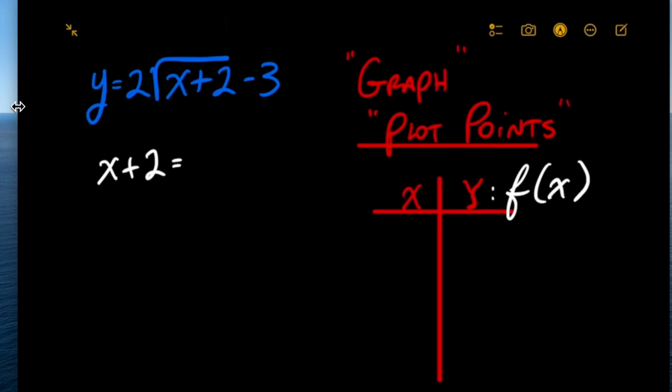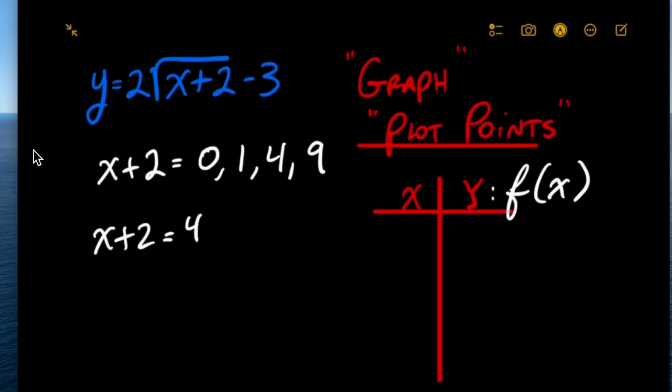So really quickly, here's an example. We're going to set x plus 2 equal to a perfect square. We're going to set it equal to 0 to get our origin, and then we're going to set it to 1, 4, and if necessary, 9. When we set it to 0, it's going to give us our origin. And when we set it to 1, 4, and 9, you're going to see it's going to make our math easy. So let's just pick x plus 2 equal to 4. We're going to solve for x.